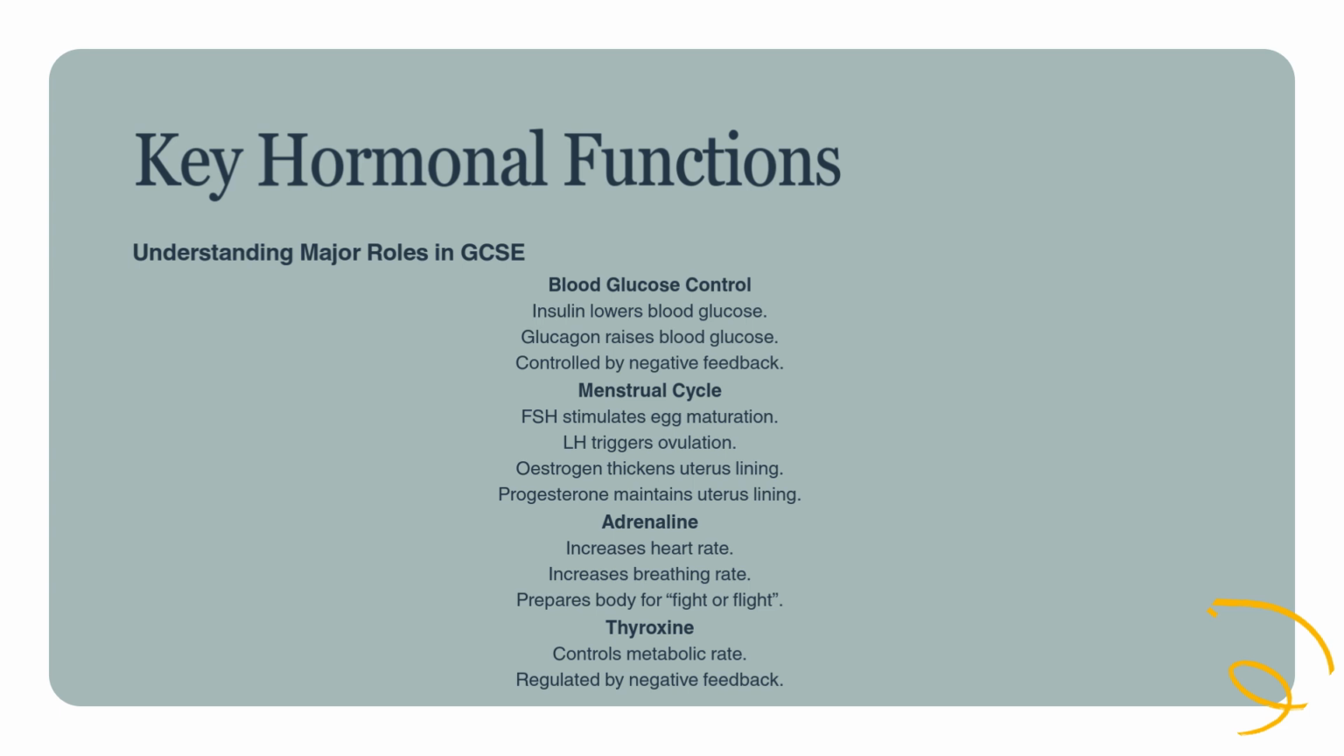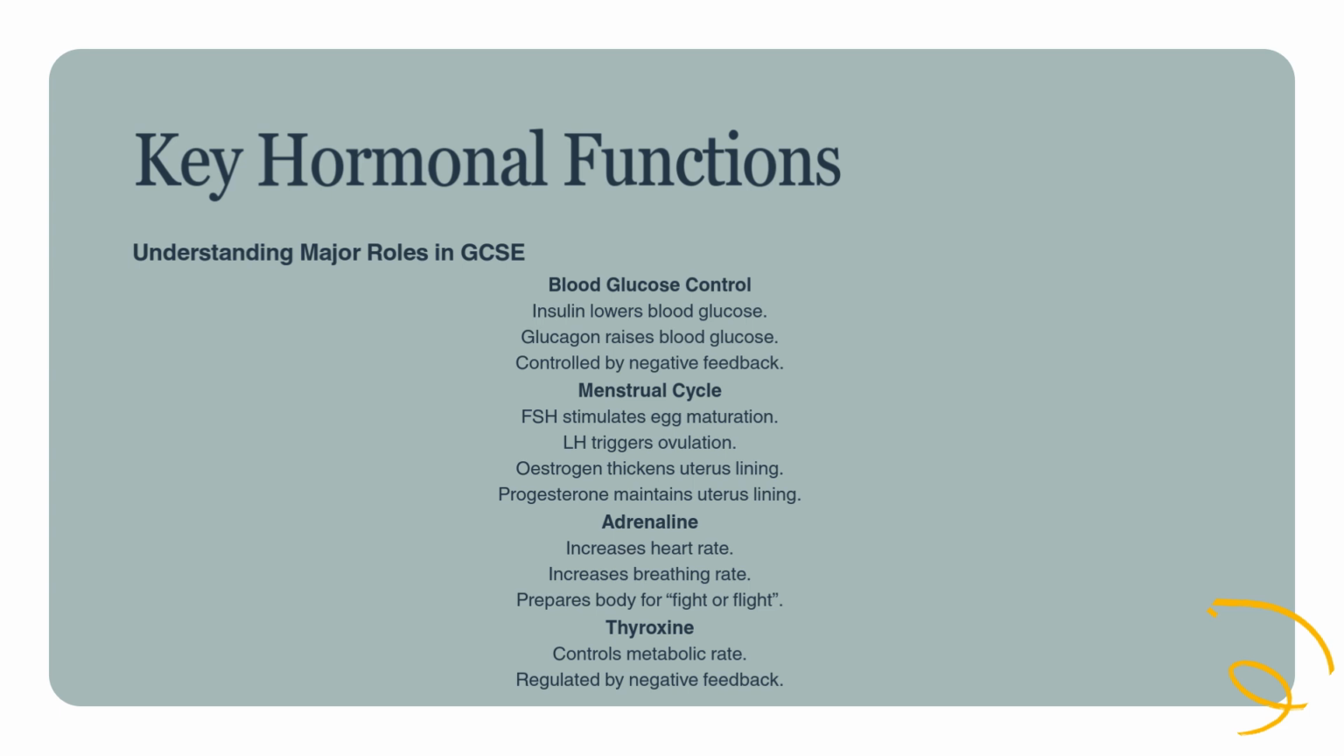Secondly, the menstrual cycle. This is where FSH and LH get triggered. The first one stimulates egg maturation. The second one triggers ovulation. Estrogen thickens the uterus lining and inhibits FSH, and progesterone maintains the uterus lining. So these are very important when we're learning about the menstrual cycle.